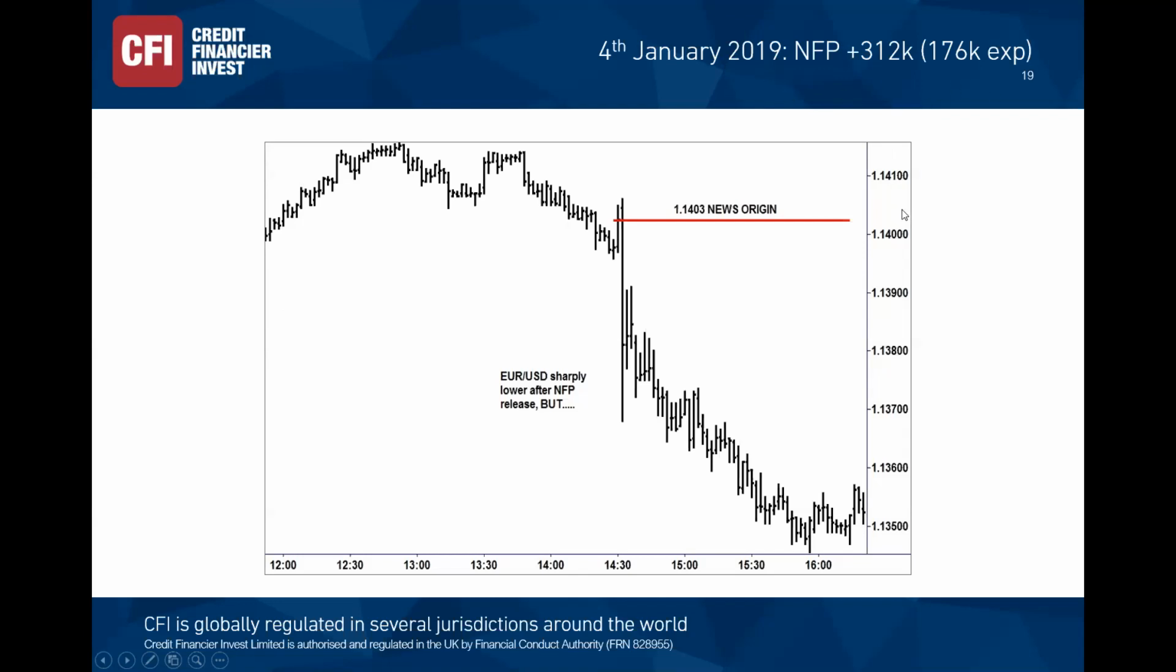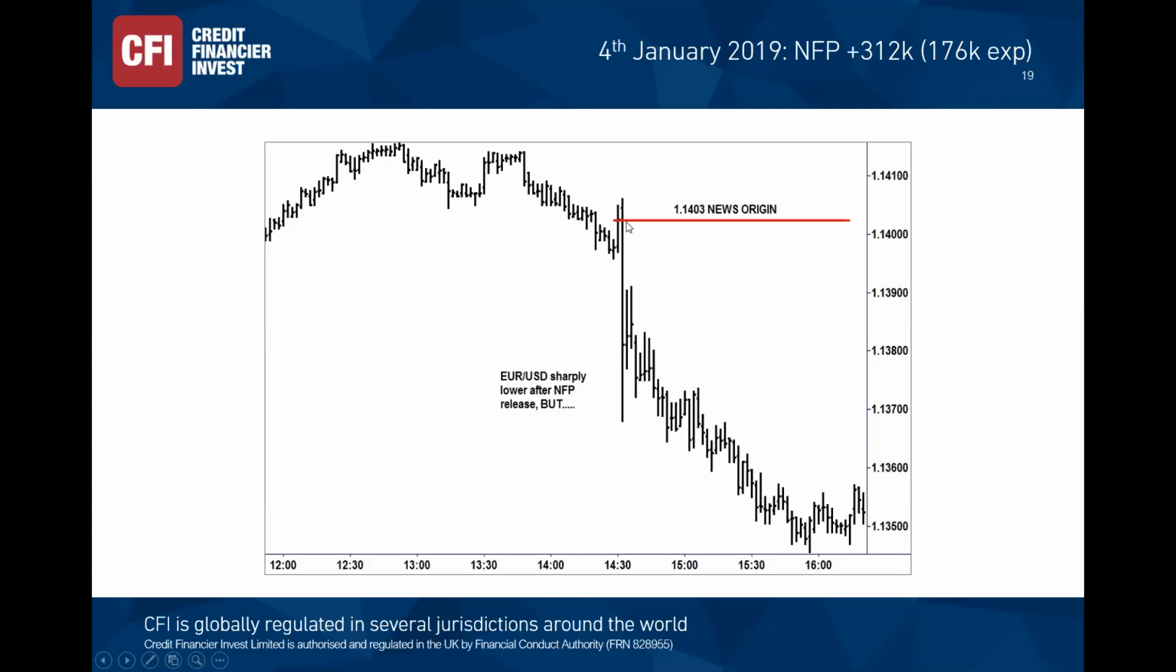So the expectation for non-farm payrolls on this day was for a rise of 176,000 non-farm payroll jobs. So creating 176,000 jobs for the month of December. But what actually happened, as I say, this number is quite volatile and very often comes out way different from the expectation. What happened this time was the actual number was a creation of 312,000 jobs. So significantly above the expectation of 176,000 jobs.